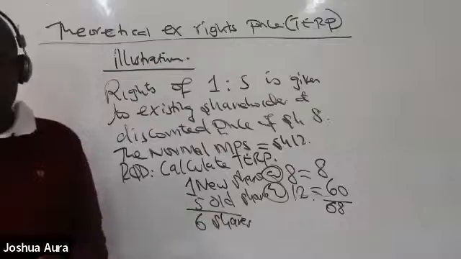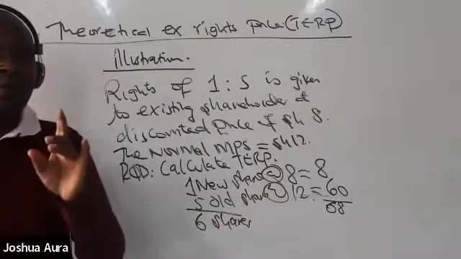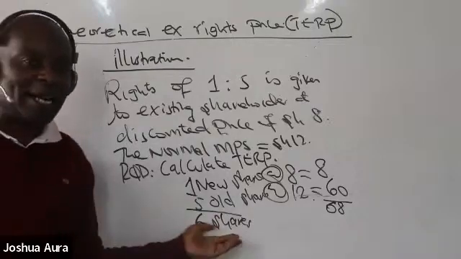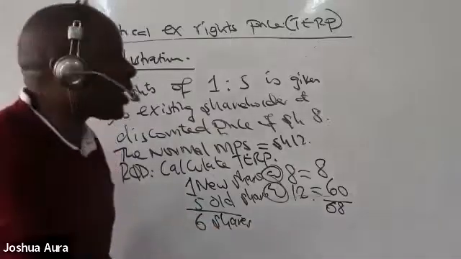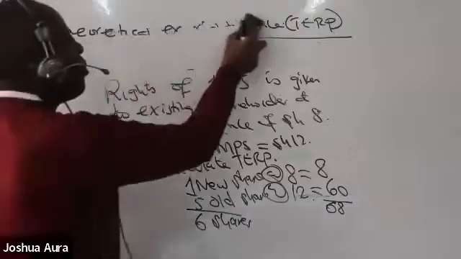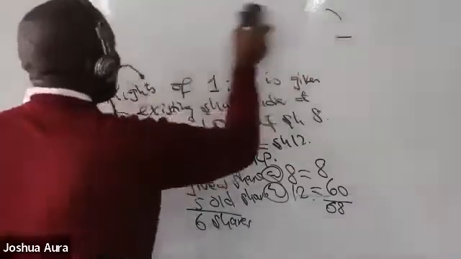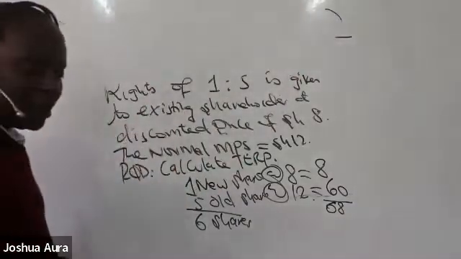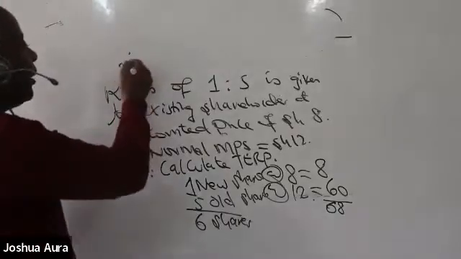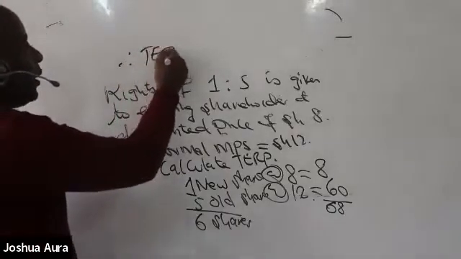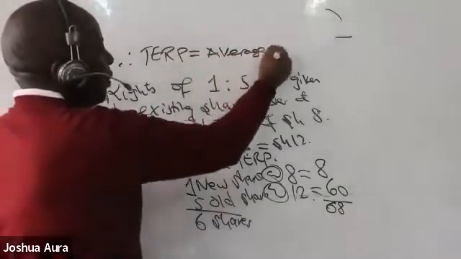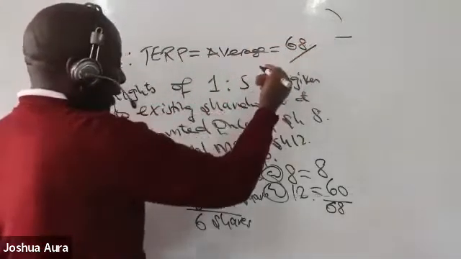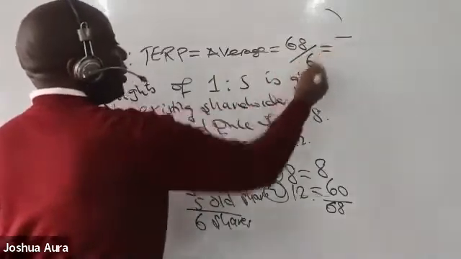6 shares equals 68. Then how about the average price? What would be the price per share here? The average price. So in this case, the average price will be my theoretical ex-rights price. So you come and tell the examiner, therefore, the TERP will be the average here. And the average will be 68 divided by what here, somebody? 6. 68 divided by 6.